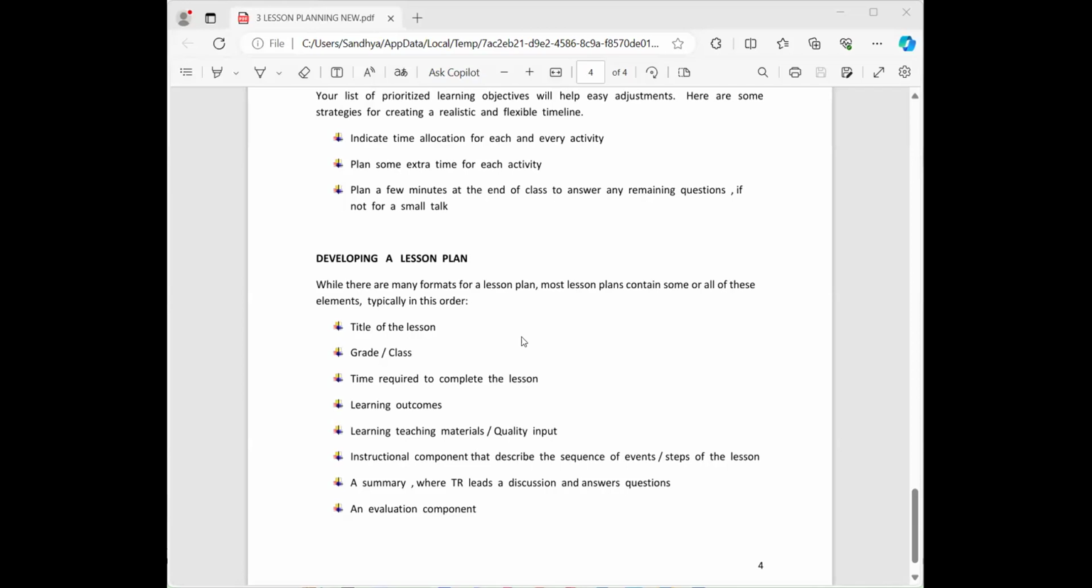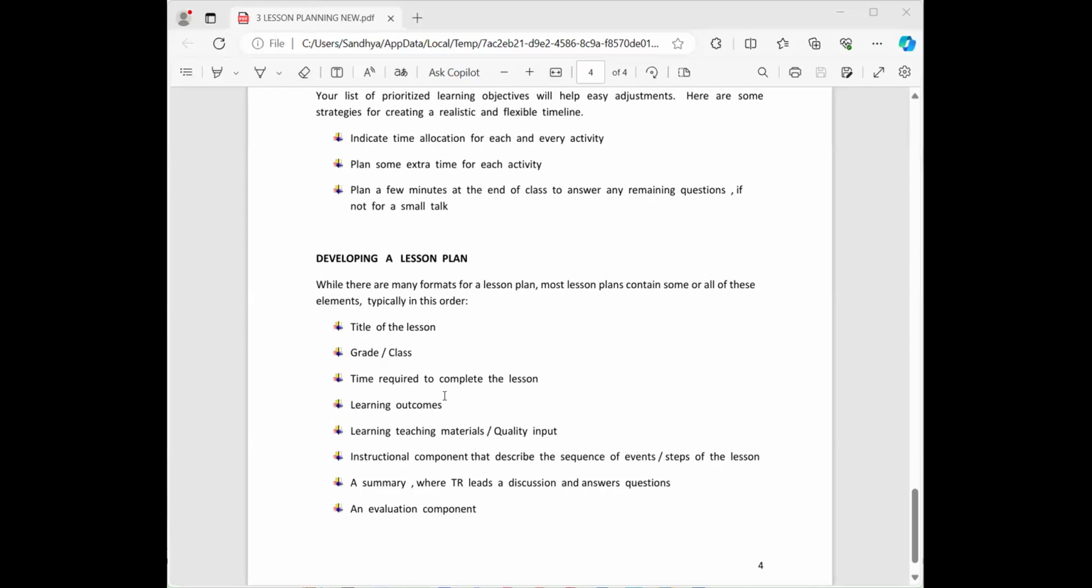Now you have a content to be covered in that particular lesson. Look at that and then you write the lesson objectives. Then in the lesson plan, you give the title of the lesson. You have to mention the grade or the class. You have to mention the time required to complete the lesson. Is it 40 minutes? It is 80 minutes, like that.